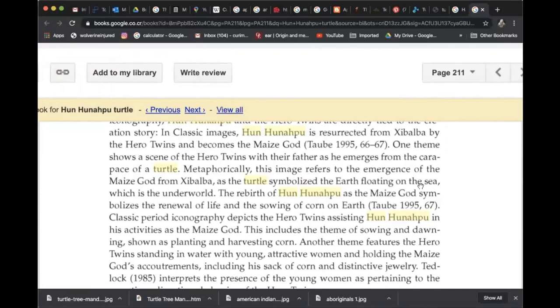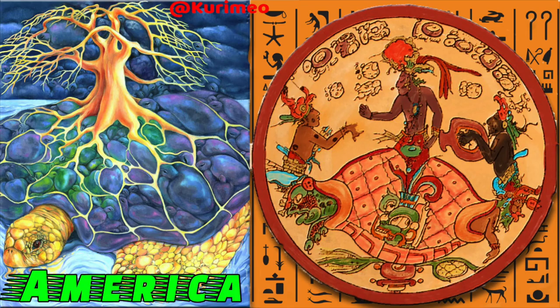The turtle island, the turtle symbolized the earth floating on the sea, which is the underworld. The rebirth of Hunahpu as the Maize god symbolized the renewal of life and sowing of corn on earth. Just like Osiris, and again, the turtle symbolized the earth floating on the sea, Turtle Island. You see where they get these legends, they're all similar. Even in North America, it's called North America, Turtle Island.